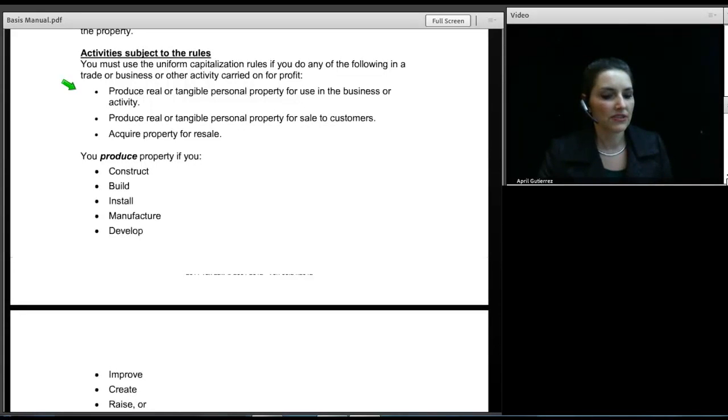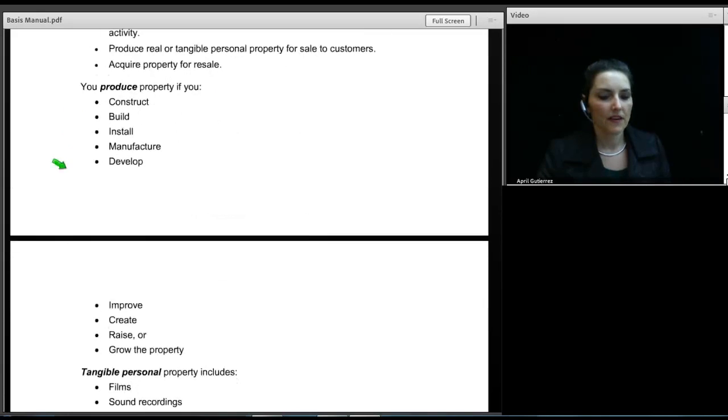So what activities are subject to these rules? Let's go back and read this first item. Produce real or tangible personal property for use in the business or activity. Produce real or tangible personal property for sale to customers. Acquire property for resale. You produce property if you construct it, build, install, manufacture, develop, improve, create, raise, or grow the property.